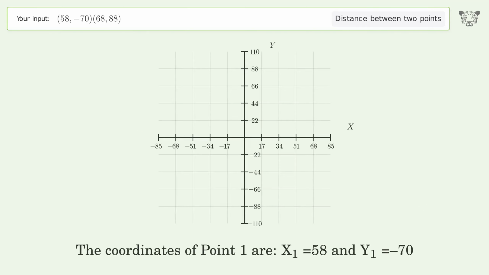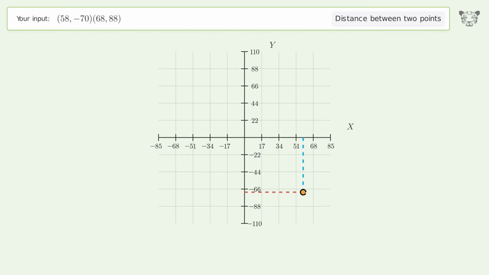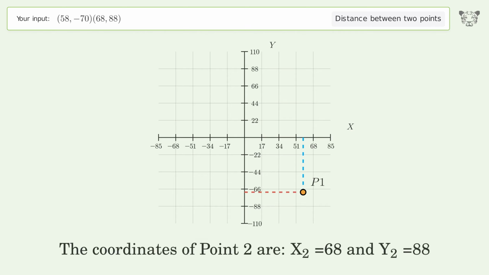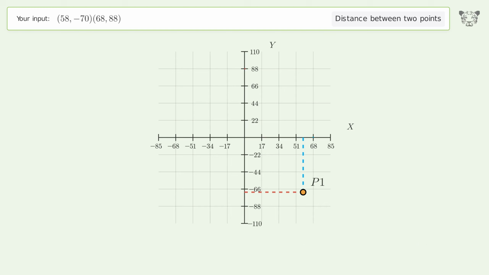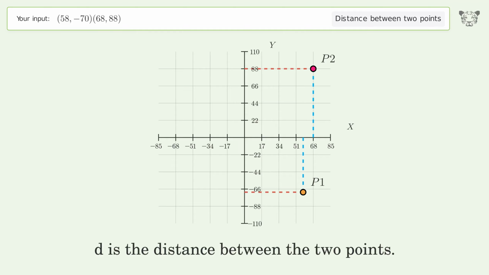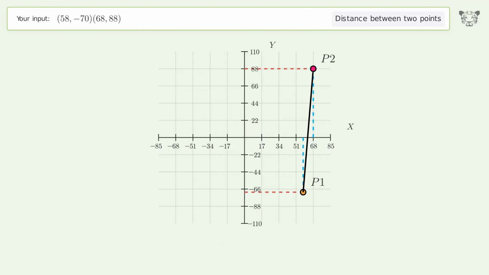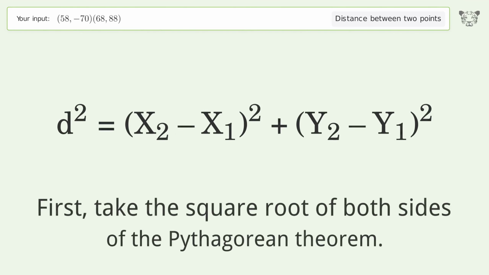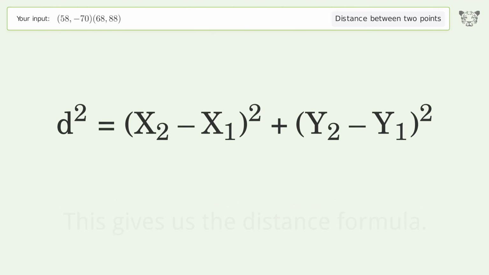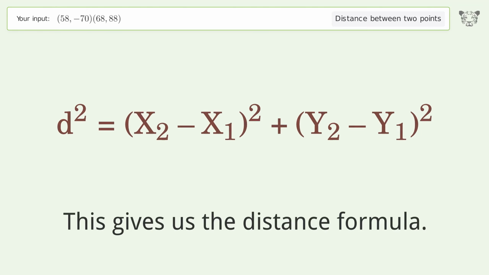The coordinates of point 1 are, x1 equals 58 and y1 equals -70. The coordinates of point 2 are, x2 equals 68 and y2 equals 88. D is the distance between the 2 points. First, take the square root of both sides of the Pythagorean theorem. This gives us the distance formula.